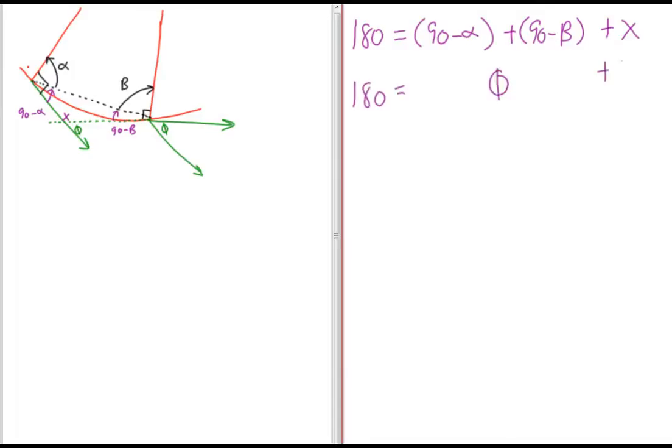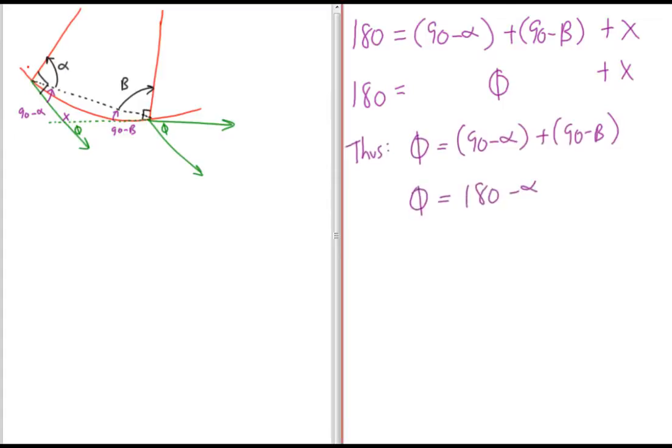Focusing in on this angle here, we can see that angle x and angle phi are supplementary. Together they form a linear pair. So 180 equals phi plus x, and I've written this in such a way that you can see that this sum right here must equal phi. So phi must be the same as 90 minus alpha plus 90 minus beta.